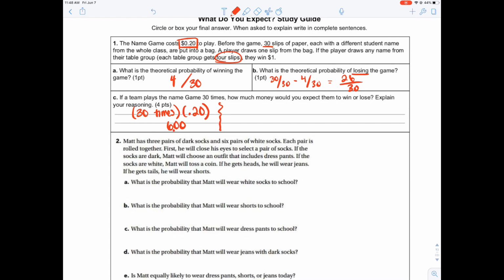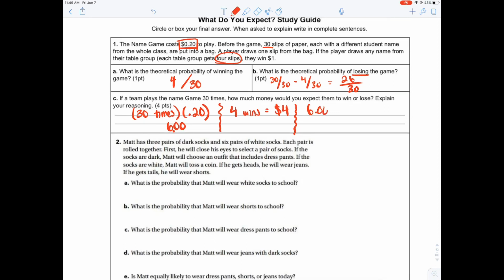Then we need to figure out how much money we're going to win. We win $1 for every win. So we have 4 out of 30 wins. So 4 wins equals $4. Boom. So at the very end, we paid $6 and we win $4. I'm going to subtract these two to figure out the difference. 6 minus 4. We are in a deficit of $2. So we are going to lose $2 if we play this game 30 times.